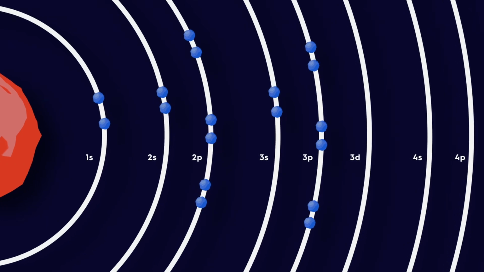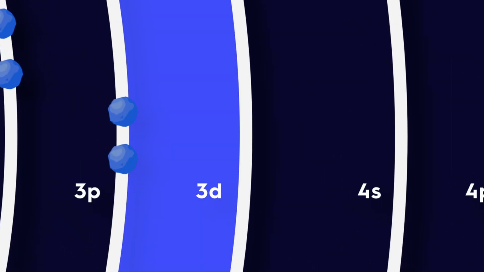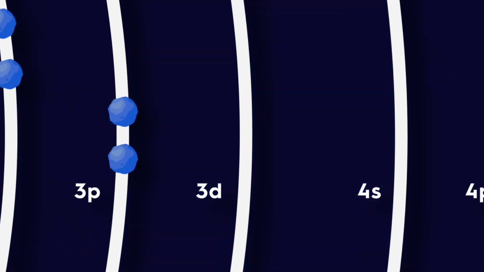Here's a classic puzzle. Which fills first, 3d or 4s? The answer might surprise you. Electrons go into 4s before 3d. Why? Stick around. By the end, you'll be able to explain it clearly.